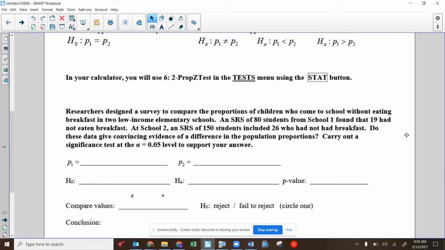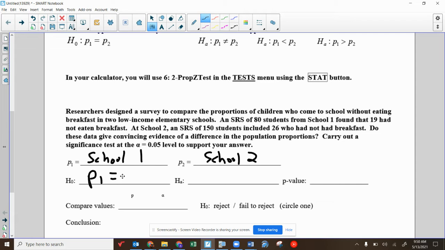All right, so first of all, I'm going to call school number 1 population 1, school number 2 population number 2. So my null hypothesis for this would be that they are equal to each other. And this one I'm looking, is there a difference? So it's equal to, or it's not equal to.